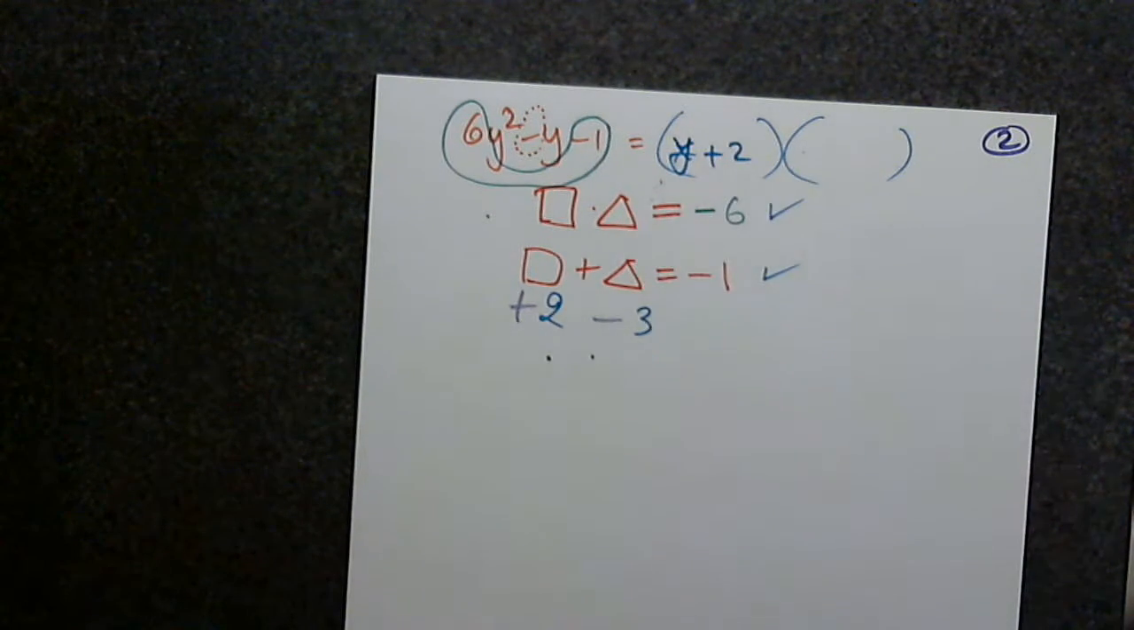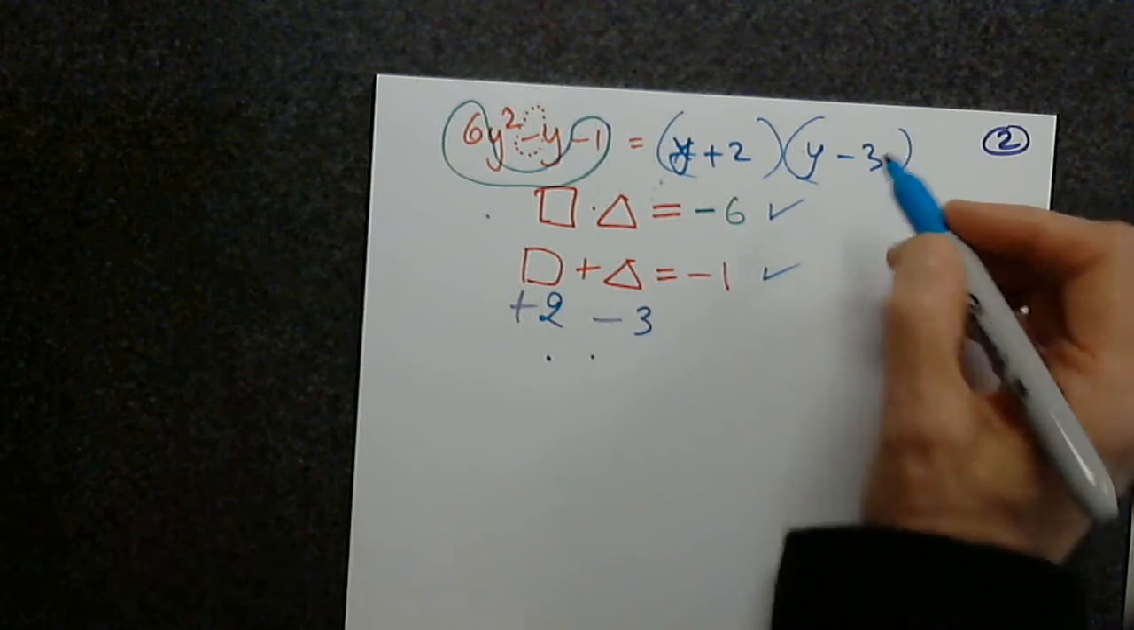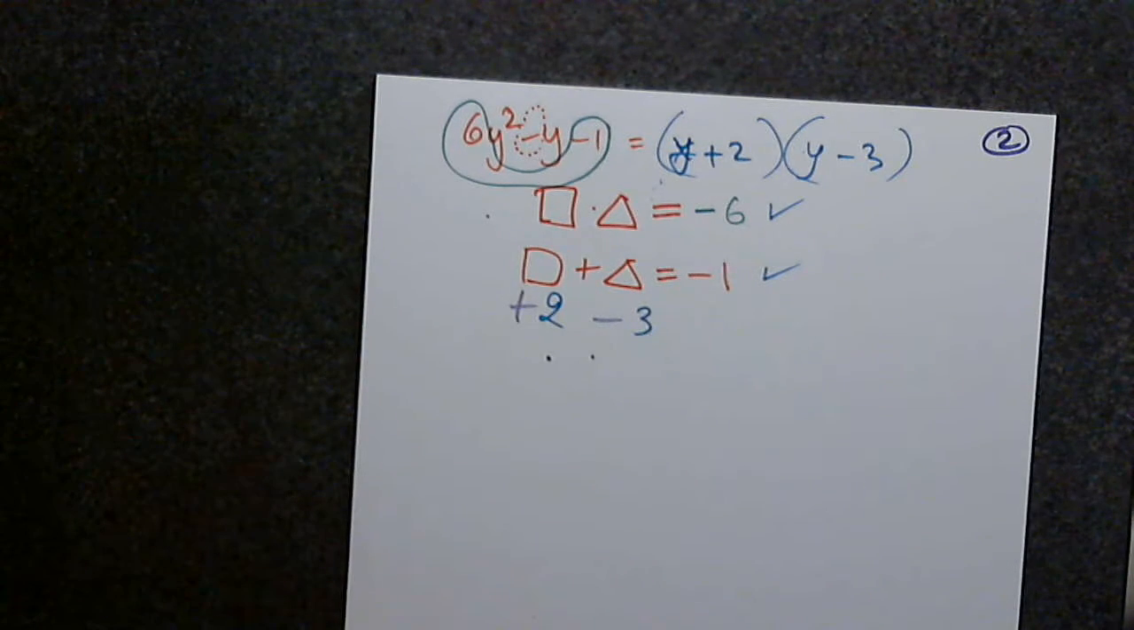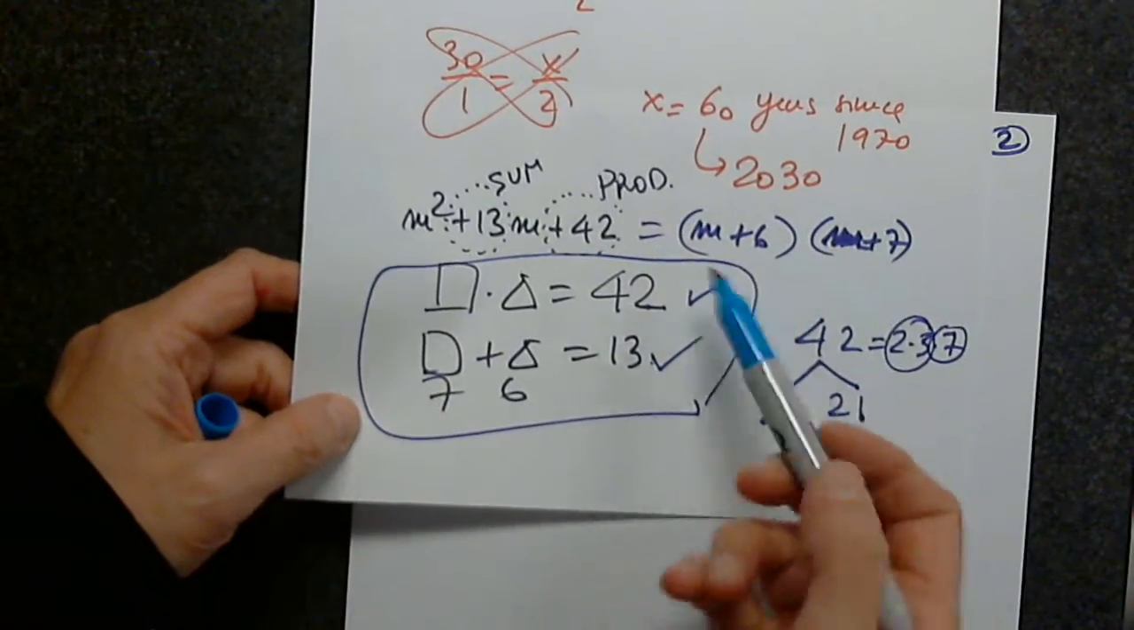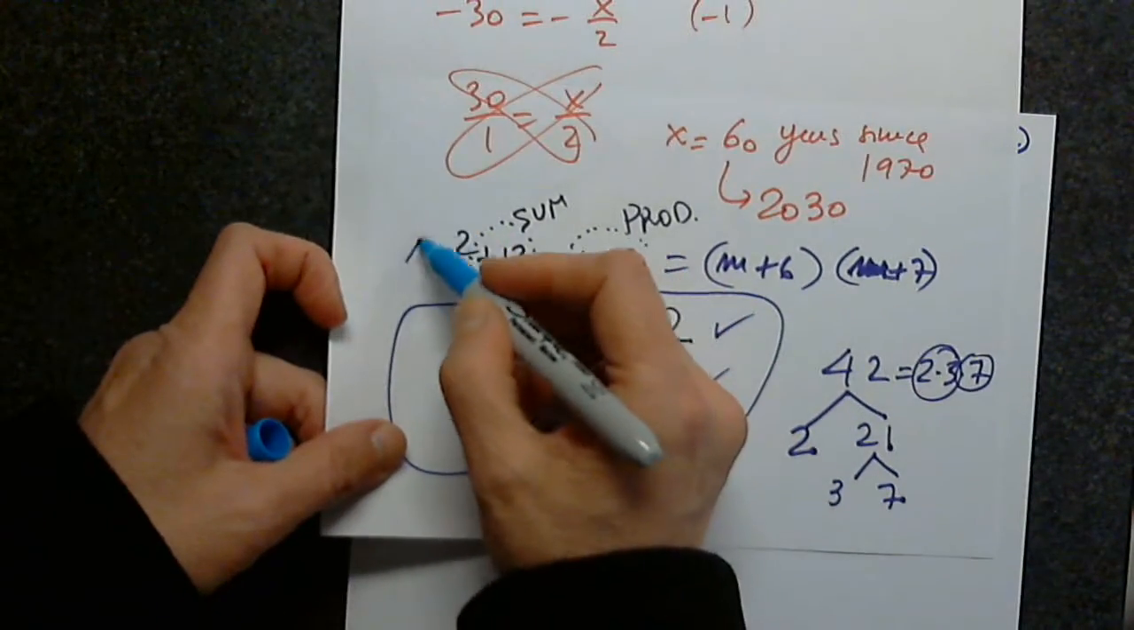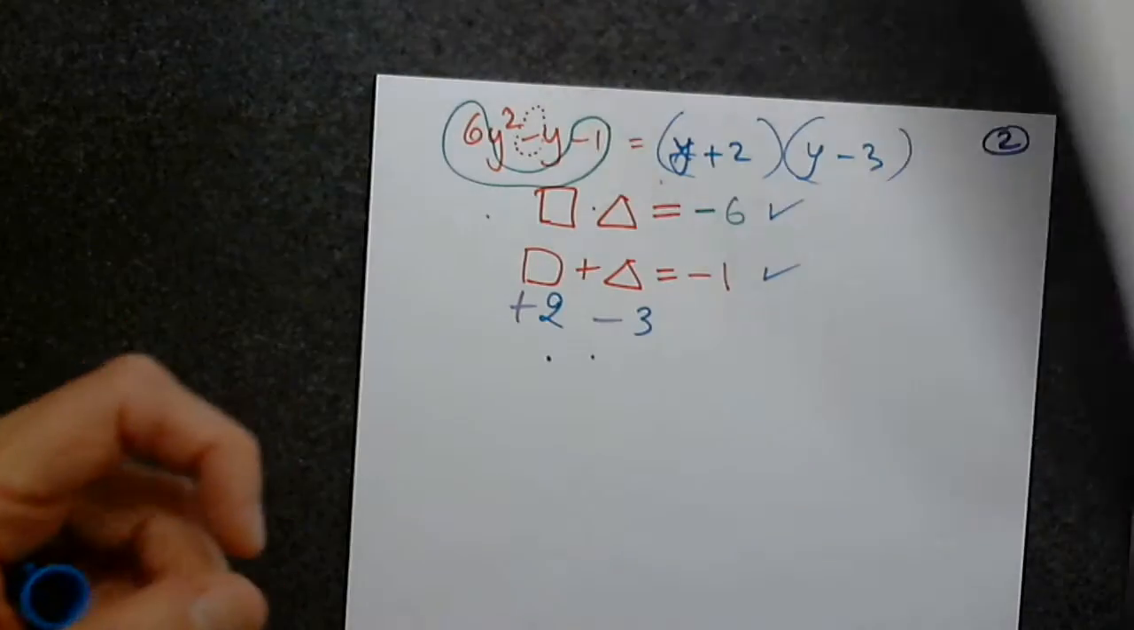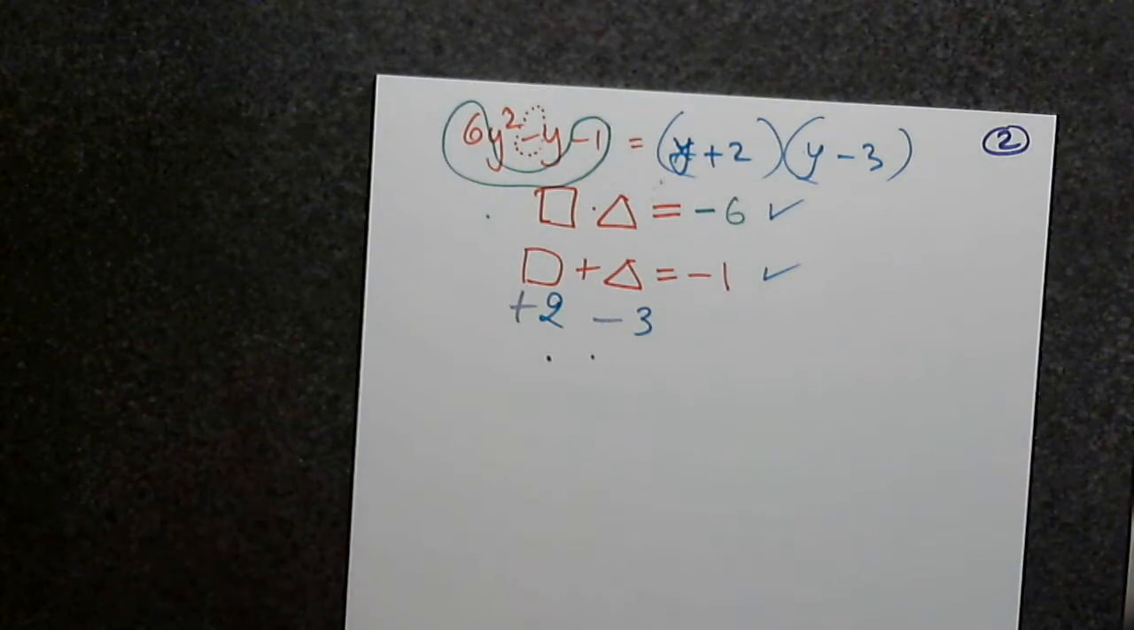Y plus, don't write it, I'm going to erase it. And y minus 3. Why is this incorrect? This is what we did before. That's all we did. We found the two numbers, and we wrote this, because the leading coefficient was 1. But the leading coefficient is not 1, and this will not work.